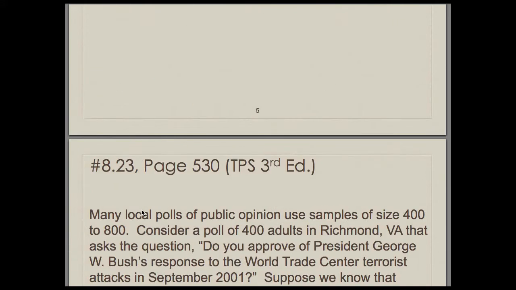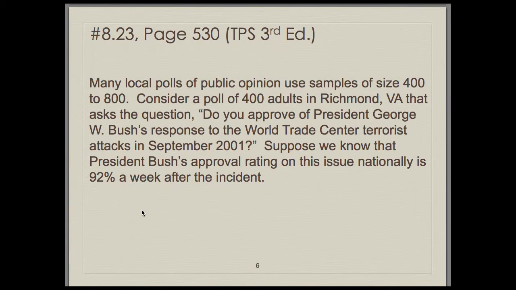So let's look at another problem. So many local polls of public opinion often use sample sizes of 400 to 800 people. So consider a poll of 400 adults in Richmond, Virginia, that asks the question, do you approve of President Bush's response to the World Trade Center terrorist attacks in September 2001? Suppose that we know that Bush's approval rating on this issue nationally was 92% a week after the 9/11 incident.